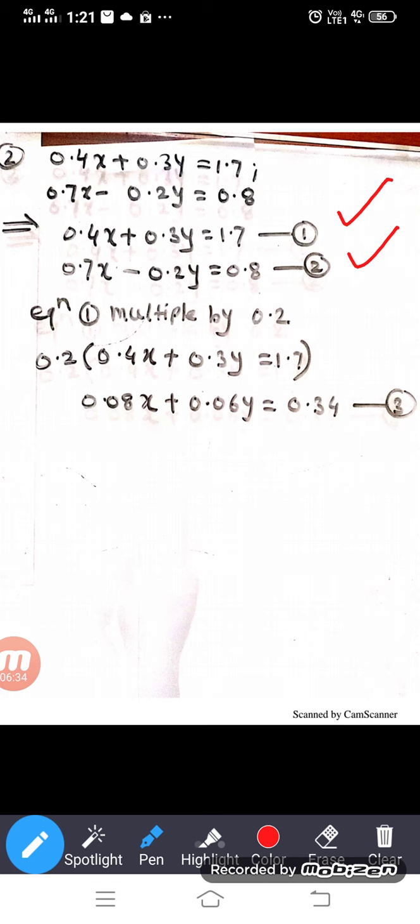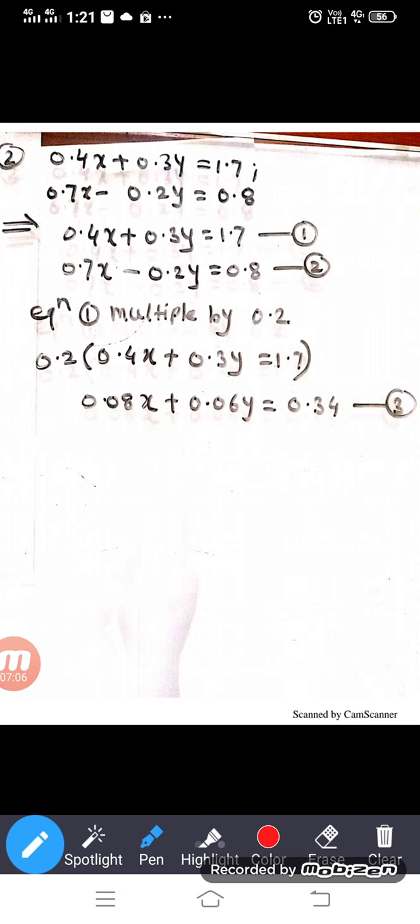And equation number 2. Equation 1 is 0.4x plus 0.3y is equal to 1.7, and equation number 2 is 0.7x minus 0.2y is equal to 0.8. First observe the coefficient of y in both equations. In the first equation it is 0.3y, and in the second equation the y coefficient is 0.2. Equating the coefficient of y in equation 1 and 2.